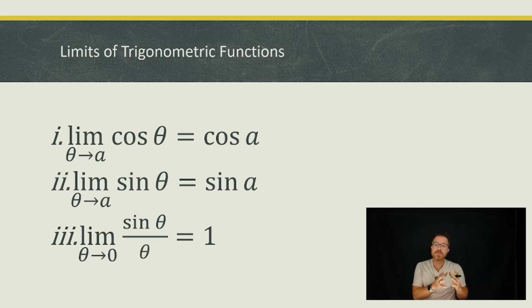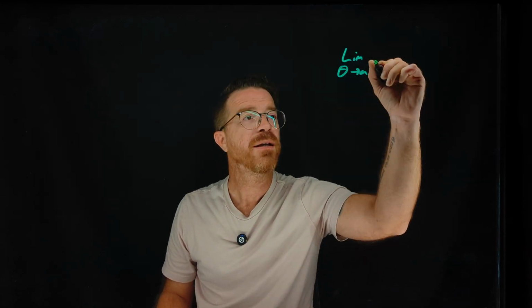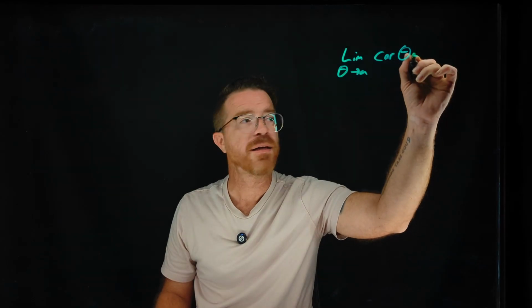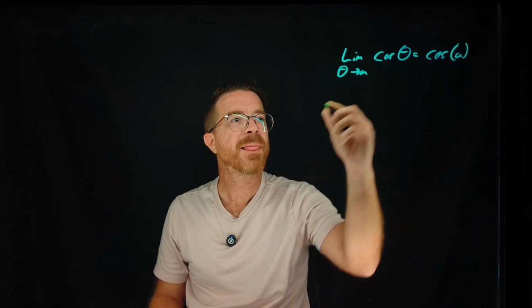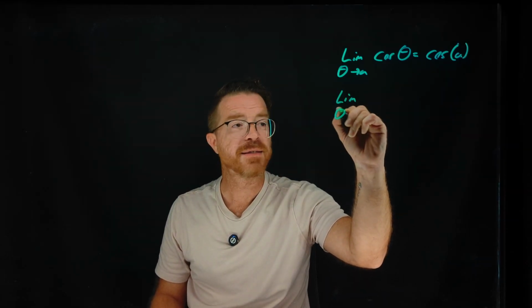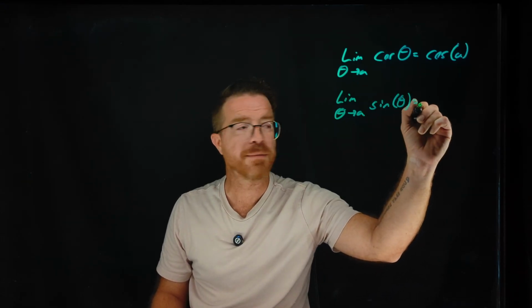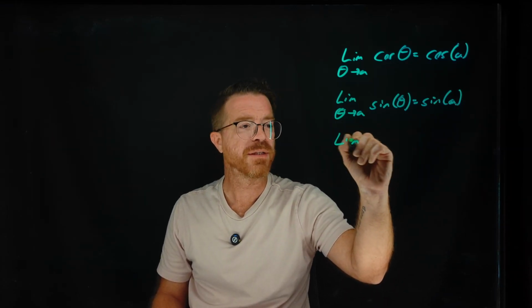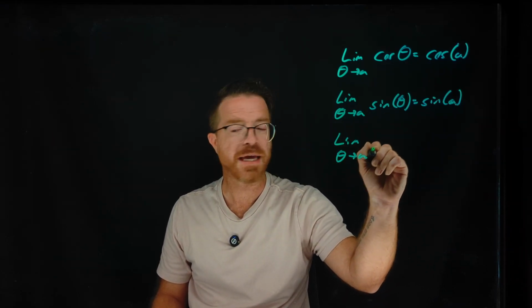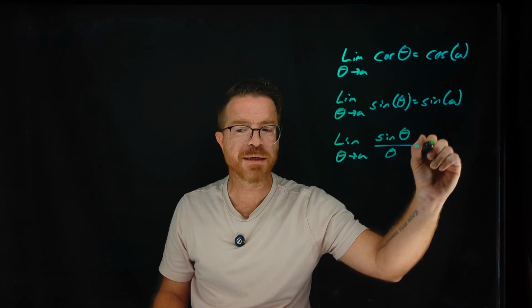So now let's look at the limits of a couple of our trig functions. The limit as theta approaches some value a of cosine of theta is equal to cosine of a. The limit as theta approaches a of sine of theta is equal to sine of a. And also, the limit as theta approaches 0 of sine of theta divided by theta is equal to 1.